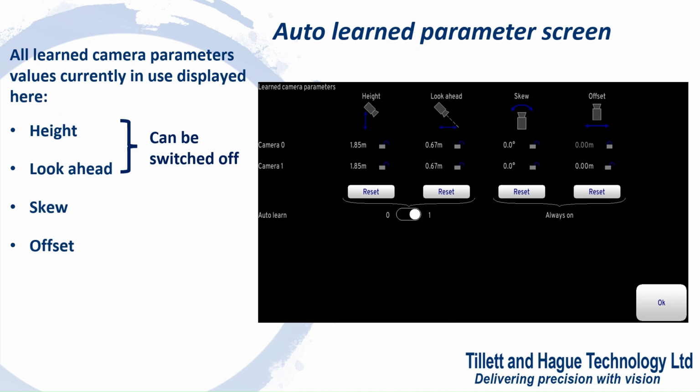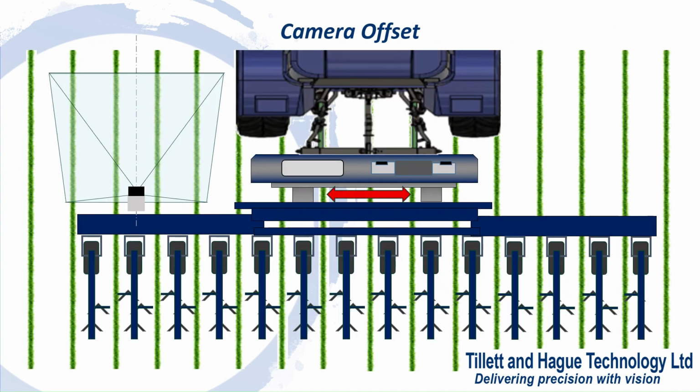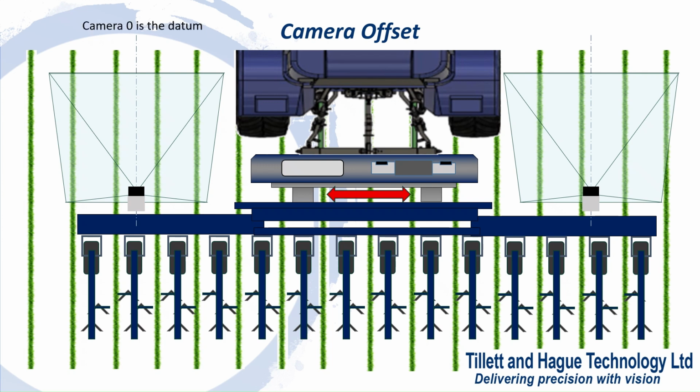The fourth column of camera offset is only applicable in the case of multiple cameras mounted to a single section. The offset parameter is the lateral misalignment between the left-hand camera and any other cameras mounted on the same section. The left-hand camera defines the datum, and the other cameras use that to calculate offset. Like skew, it's learnt in the first few meters of running and converges to a stable value after about 100 meters. The learn parameters should only be reset if you have made mechanical changes that may have affected the values.